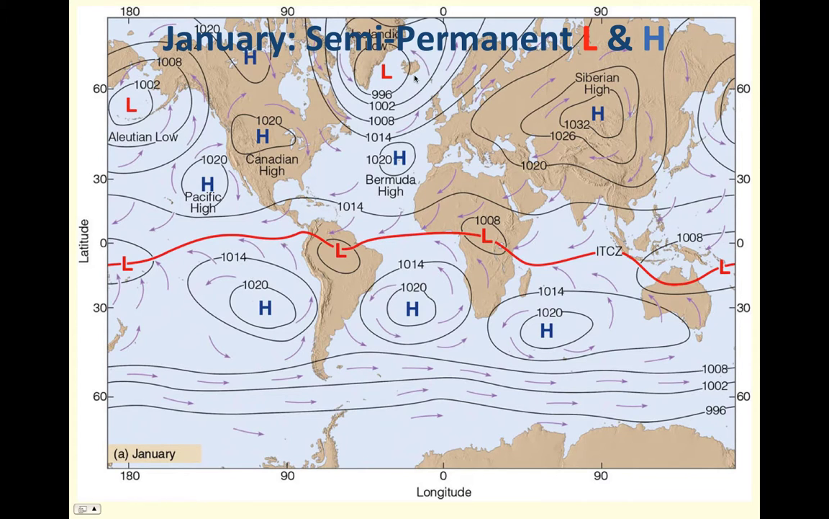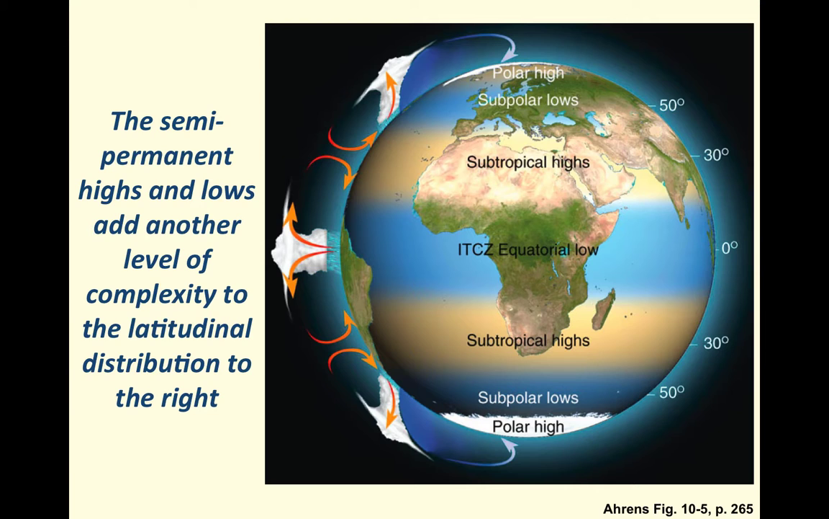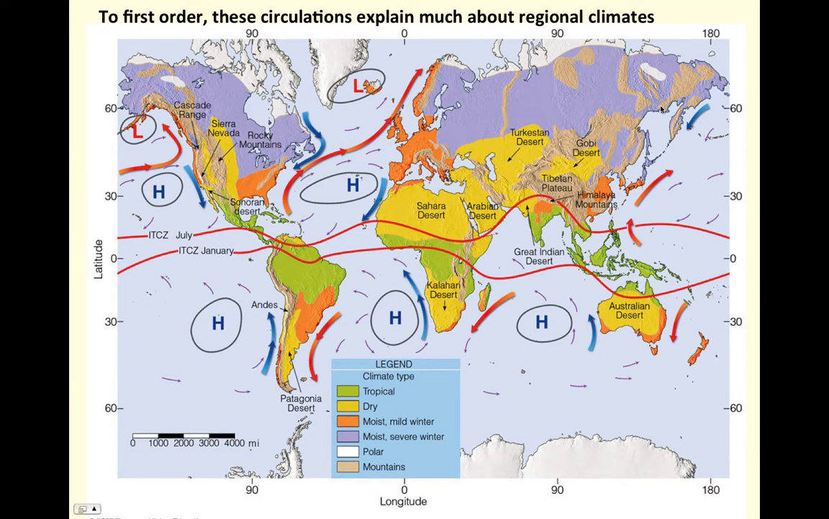The same kind of cell exists over the Iceland waters here, the Icelandic low. Relatively warm water surrounded by cold land surfaces creates your thermal low pressure there. These semi-permanent highs and lows add another level of complexity to the simple three-cell model that we described in a previous lecture. Now that we have an understanding of the three-cell model, the meridional circulation, as well as the position of these semi-permanent highs and lows, we can start to understand the main circulations in the atmosphere.